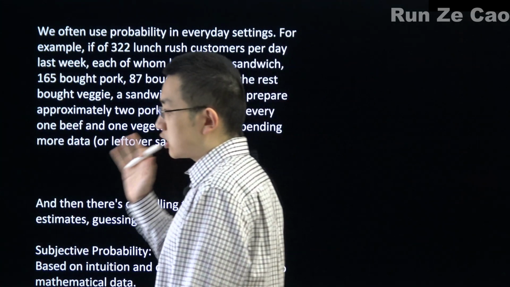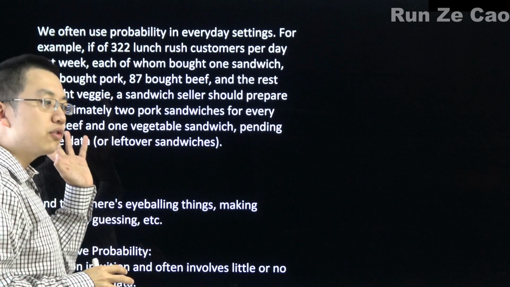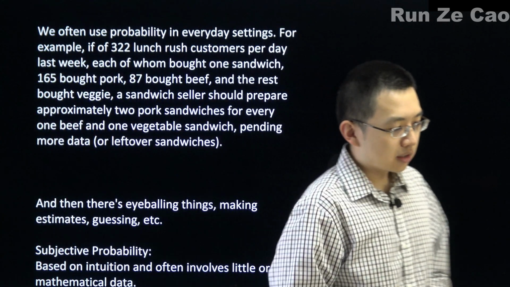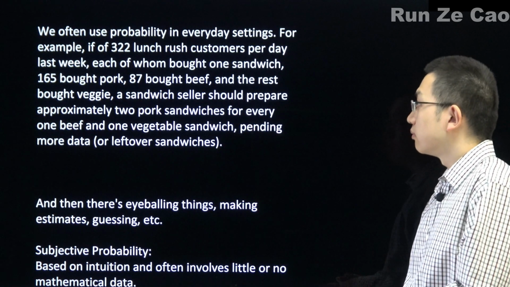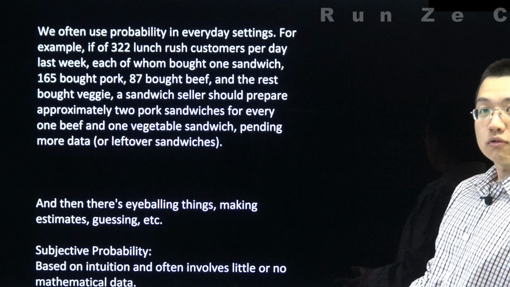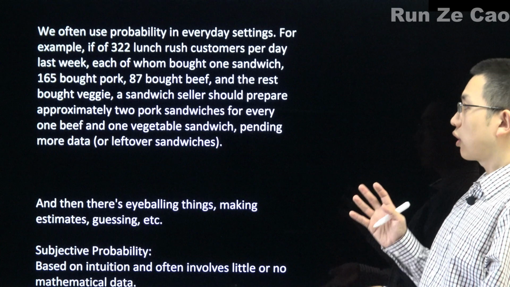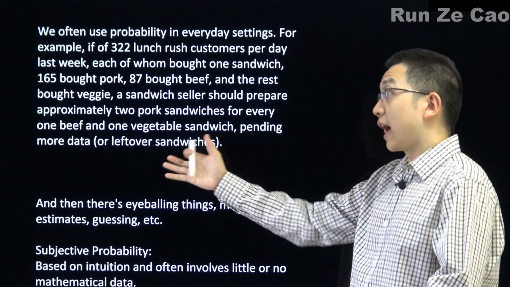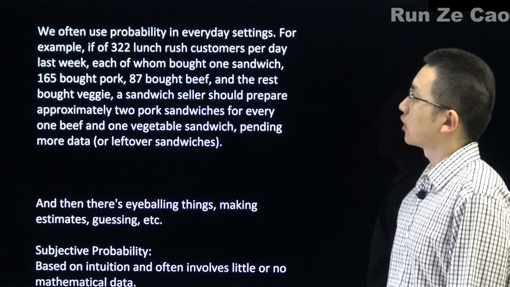We often, in addition to using probability for math, also use probability in everyday settings. Like, for example, if you have 322 lunchtime rush hour customers per day for a sandwich store, well, say 165, so slightly more than half, bought pork, and 87, slightly more than a quarter, bought beef, and the rest bought veggie sandwiches. Well, you should make about 2 pork sandwiches for every 1 beef and 1 veggie, although you might want to gather more data over time, or just look at your stock of leftover sandwiches from the previous day.